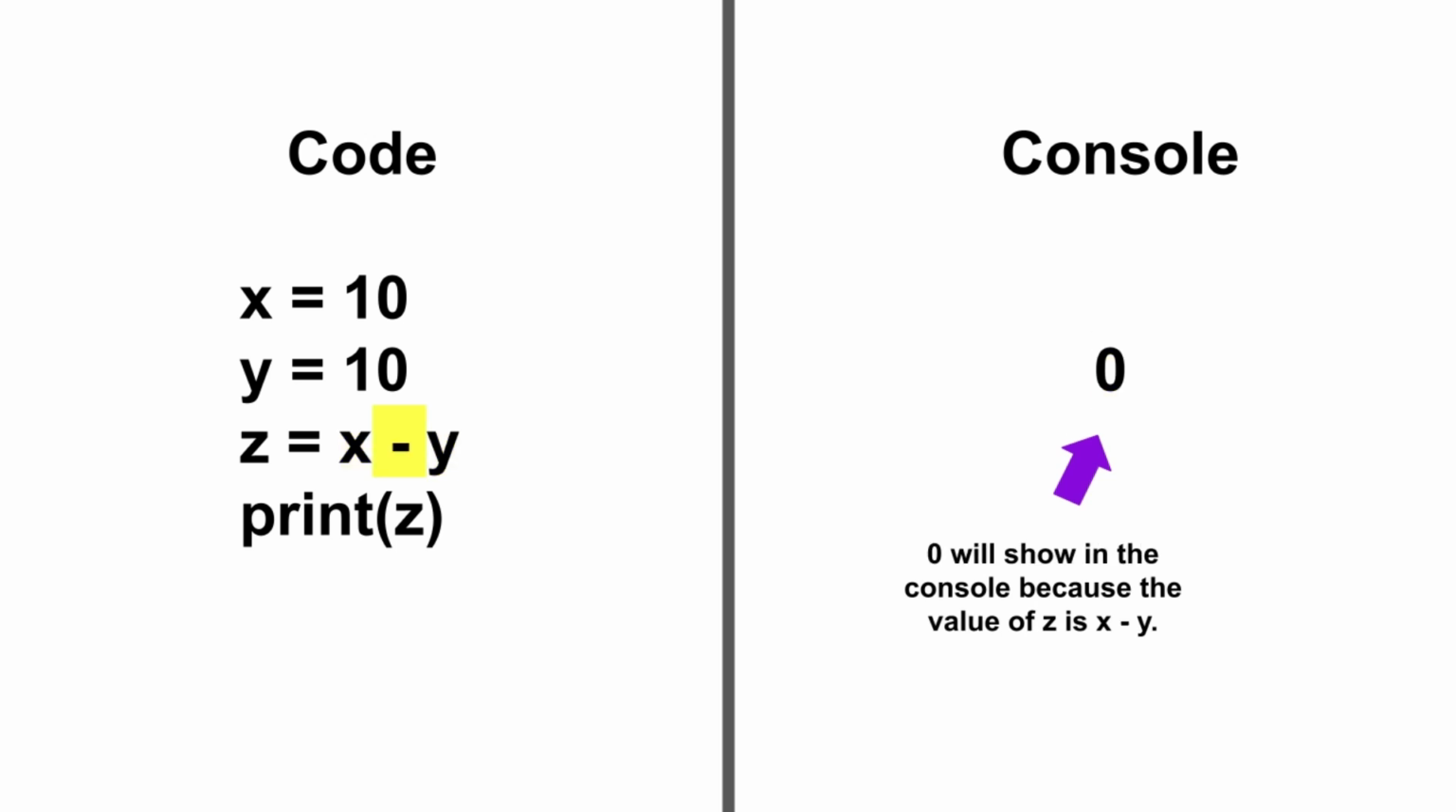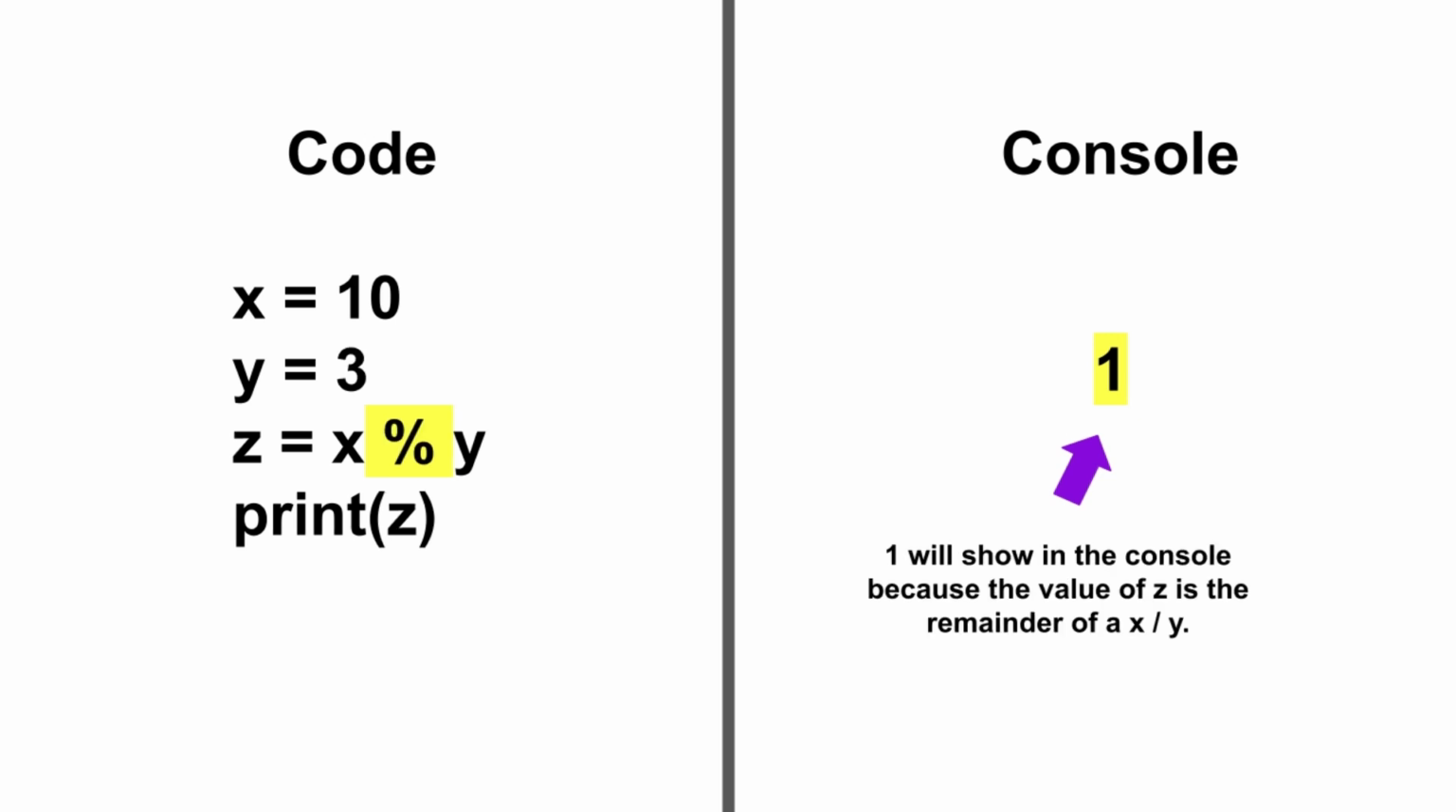Similarly, we can subtract our number values. X is equal to 10 and y is also equal to 10. 10 minus 10 gives us 0 on the console. We can also multiply using the star symbol. This will give us 100. And we can also divide using the / symbol. This should give us 1.